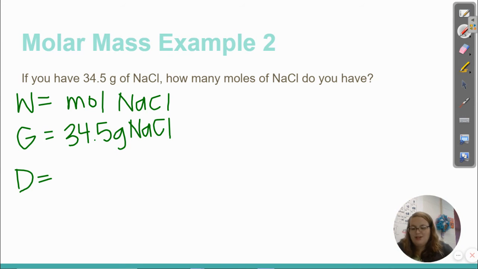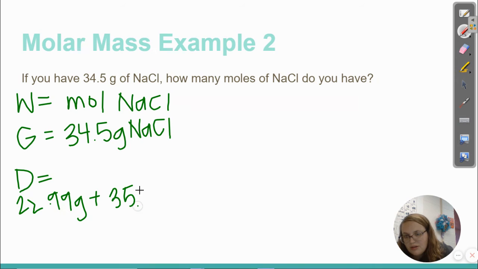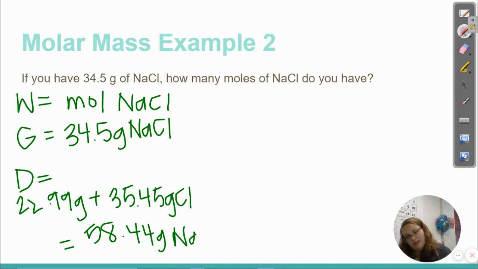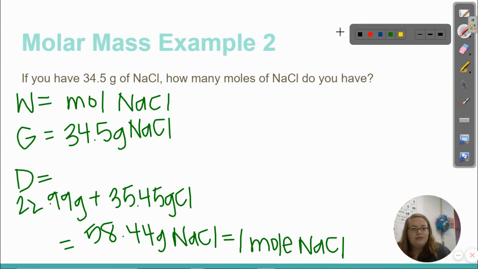I keep forgetting where my webcam is. So when I add those together, I have 22.99 grams, which is the molar mass of sodium, plus the molar mass of chlorine, which is 35.45 grams of chlorine. 22.99 plus 35.45 is 58.44 grams of NaCl is equal to 1 mole NaCl. Okay, so now let's solve this one.